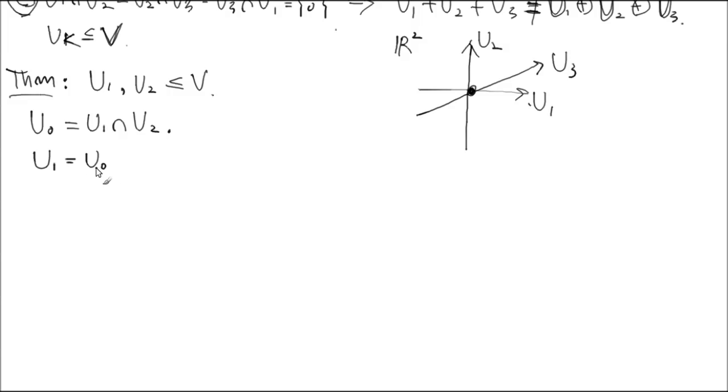U0 is a subspace of U1? Does that make sense? U0 is the intersection of that, right? So what can we do with that? We can extend that U0 inside U1 to a new space. Is that right? So there is a complementary space.